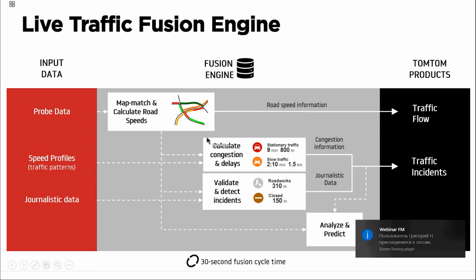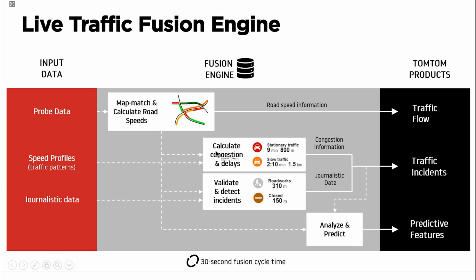So we calculate the speeds, and then after calculating the speeds per segment, we identify the congestions and the delay. So for example, this is an 800-meter congestion, and it will cause 9-minute delay. And we also detect not only congestions, but we detect roadworks and road closure automatically. By understanding the probe behavior, you can identify roadworks and road closure, and also associate it with our moderation team.